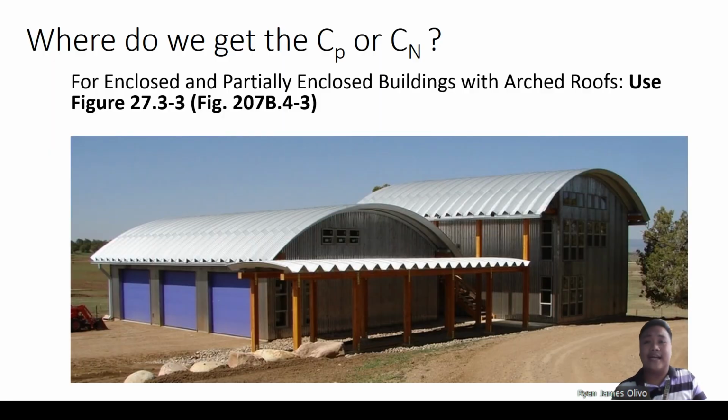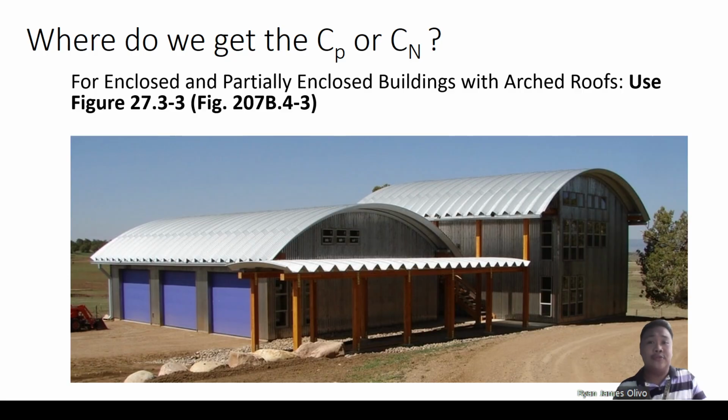We also have arch roofs, enclosed and partially enclosed, which also use figure 27.3-3 or 207B.4-34, NSCP 2015. Again, these figures are for the directional procedure for the MWFRS. I have lectured about the directional procedure and envelope procedure, and the difference between them. Just see the video about the MWFRS and the components and cladding.